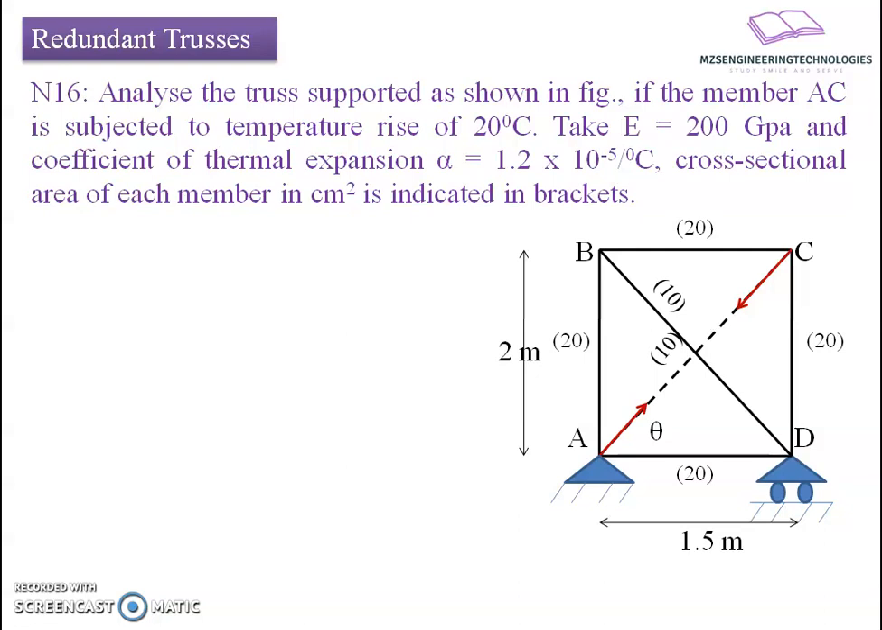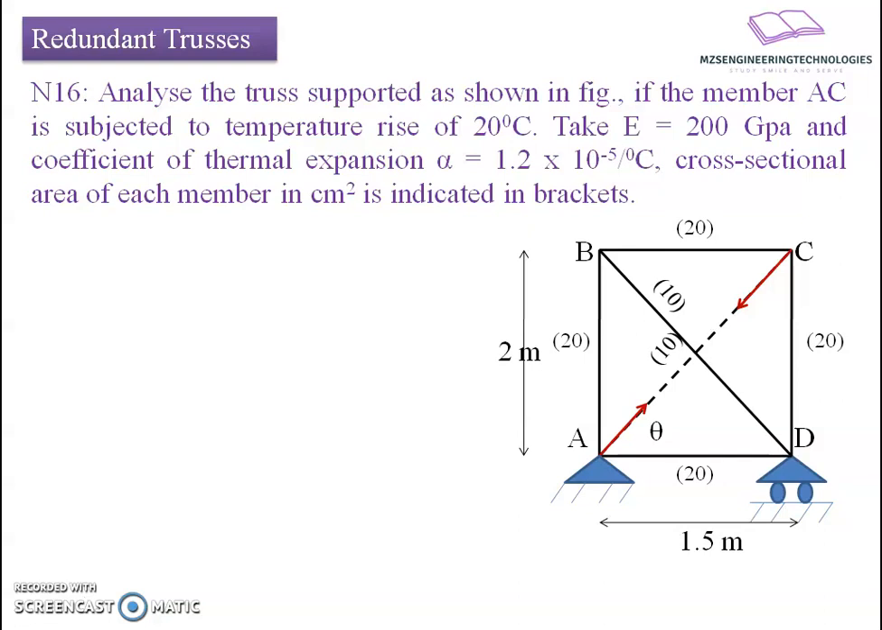The given frame is a 2-bay frame where the member areas have been given in brackets: 20 centimeter square for the peripheral members, and 10 centimeter square, 10 centimeter square for the inclined braces. The member AC has been subjected to temperature changes. That's why we will consider the member AC as a redundant member, and we will remove it to make the structure statically determinate.